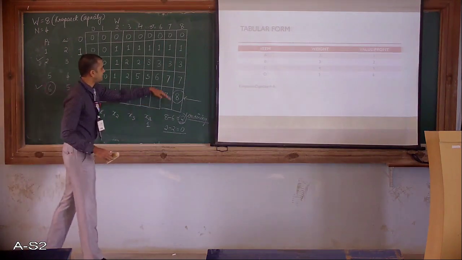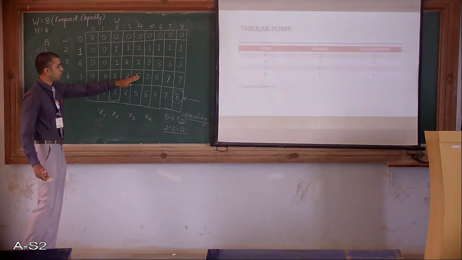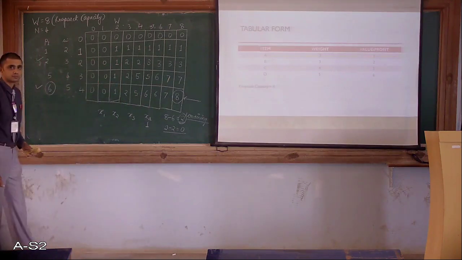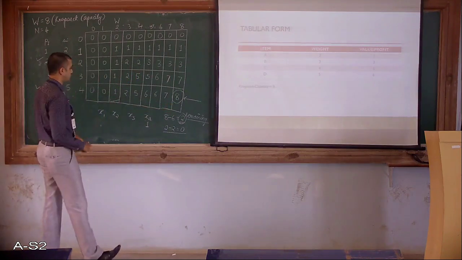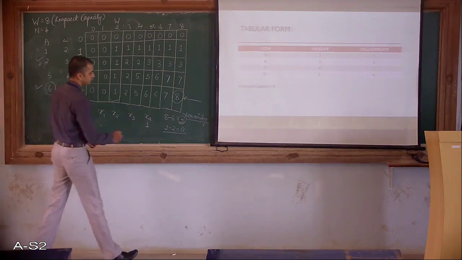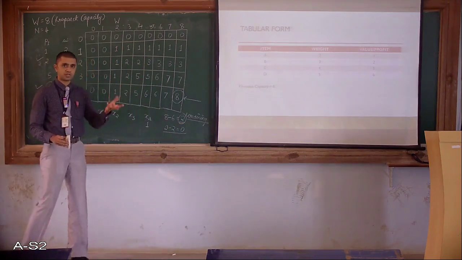Is 8 present in the previous row? No, it is not present. So include it, which means that I have got this 8 by including the fourth object. What is the profit associated with the fourth object? 6. So I'll make it 8 minus 6 is equal to 2. That is the remaining profit that I still have.